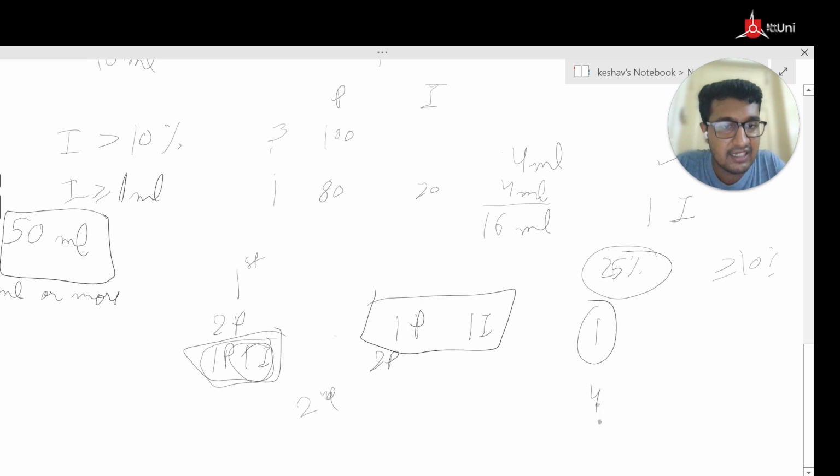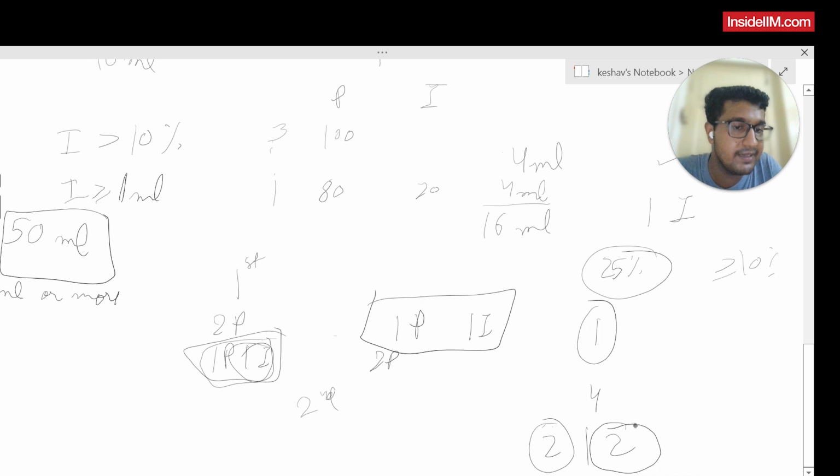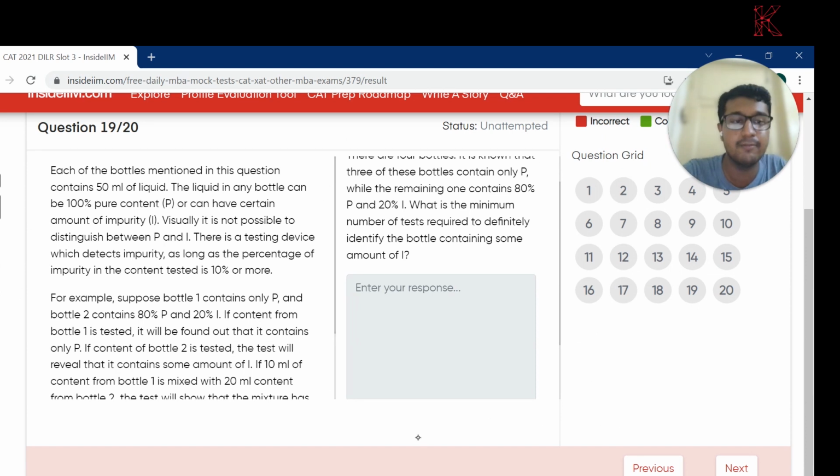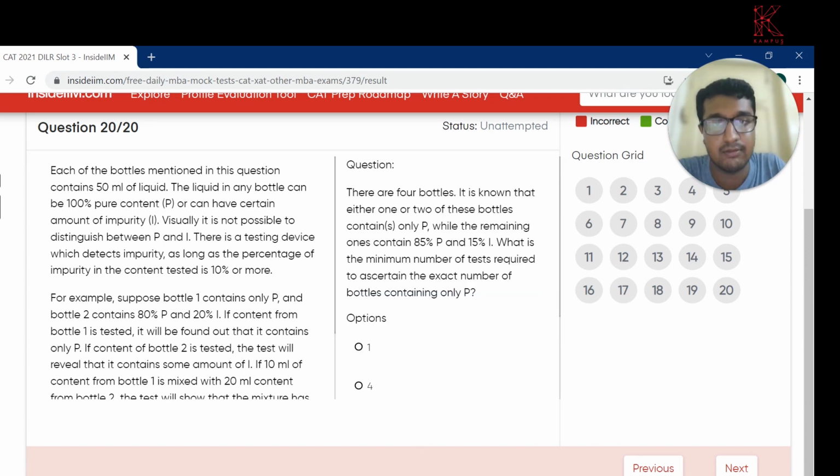So what I did is divide the 4 bottles into 2 and 2. I tested these two. If these were pure, then the impure bottle was in the other set. And if this was impure, that means it was in this set. Now, whichever set it was, there were 2 bottles. I tested just one of them. If this one was pure, my impure bottle would have been the other one. If this one was impure, I got my impure bottle. So just 2 tests were needed. So the answer is 2 in this case.